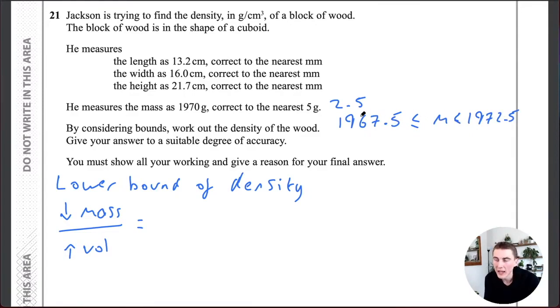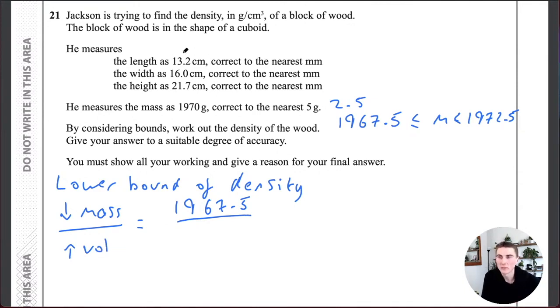If the mass was any lower than this number, it would have been rounded down to a different number, 1,965. And if it was any bigger than the upper number, it would have been rounded up. So because it's correct only to the nearest 5 grams, it's somewhere between these two. So the lower bound, the smaller number, is 1,967.5 over the biggest possible volume, which we need to work out again.